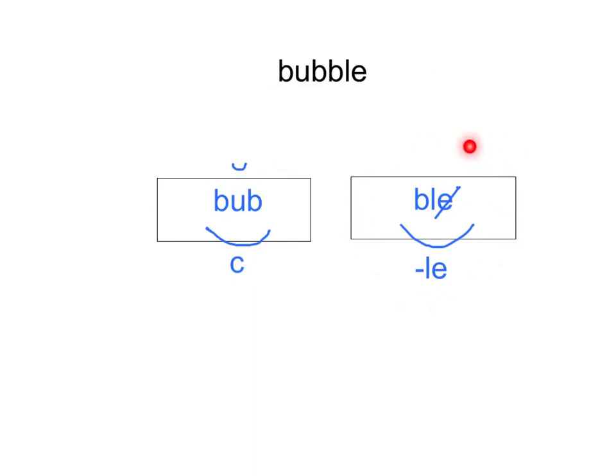The second syllable, the consonant LE syllable, gets a scoop. It gets a line through the E to show that the E is silent, and it gets a dash LE underneath the scoop to show that this syllable is a consonant LE syllable.